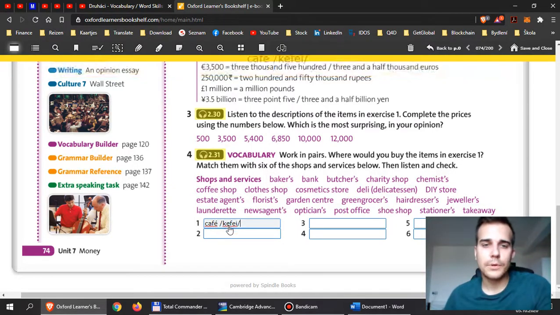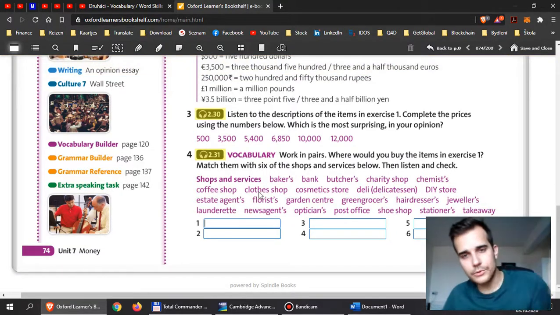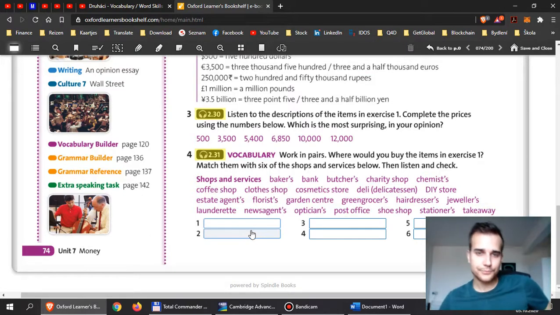And be careful for pronunciation. It's the cafe. All right, and this is coffee shop. Now coffee is what you drink, of course. You cannot drink cafe. Cafe is just a place. Then we have clothes shop, easy. A cosmetic store, I think easy.